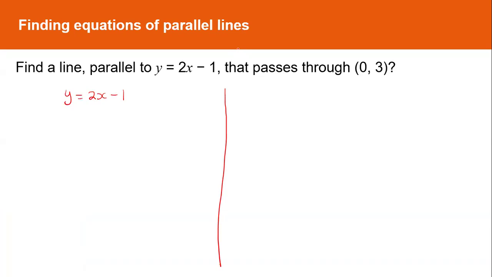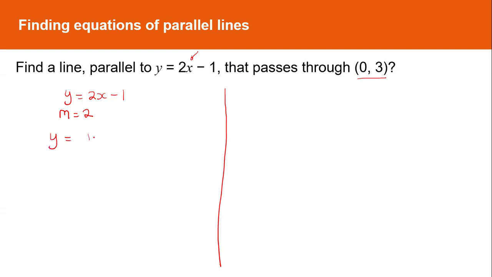What is the gradient for this line they have given us? Okay, Isaac, 2, Zara, 2, Martha, 2, Ethan, 2. Very good. So we are going to say that our gradient here is 2. Now we want to find another line which is parallel to this one, but that line must be able to go through 0 and 3. So what are we going to do?